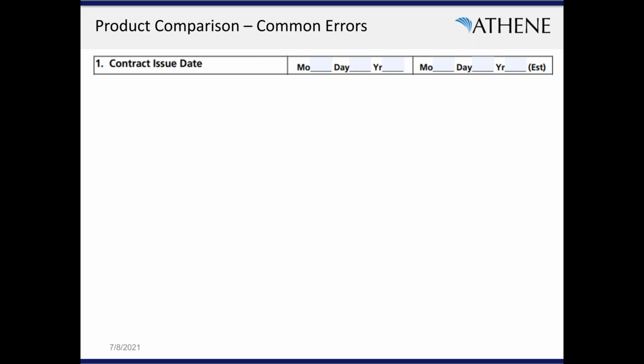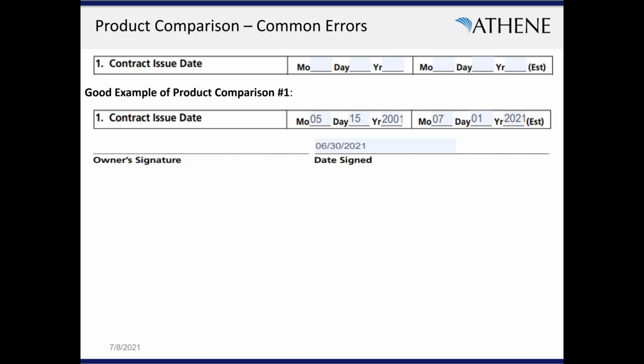Now, obviously, when you complete it, you complete whatever the contract issue date of the contract being replaced is. In this example, 5/15/2001 is when that contract being replaced was issued. And then what it asks for on the Athene side is the estimated date the contract will be issued. Now, we obviously don't have any idea when the actual Athene contract is going to be issued. It depends on, if it's a replacement, how long it's going to take for money to get here, but you're supposed to estimate it. So here's a good example where they estimated that the contract issue date was July 1st of 2021. And that matches up because the application was signed on 6/30.